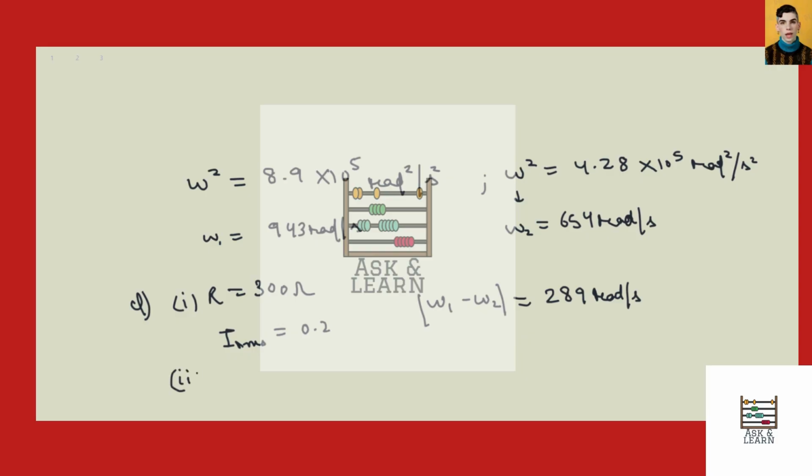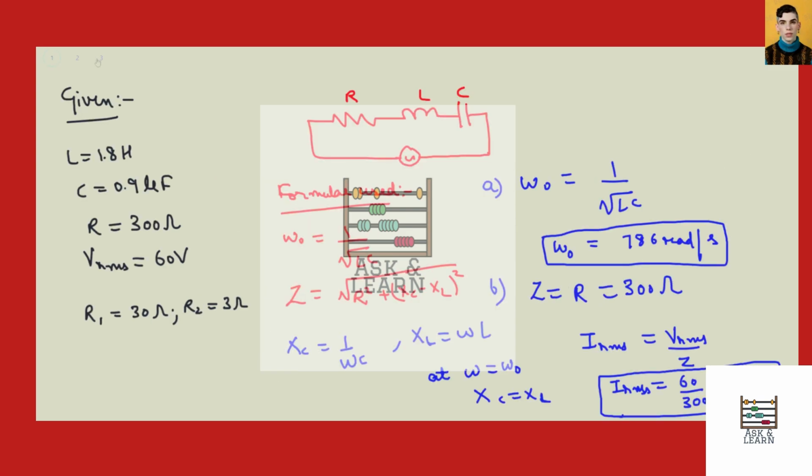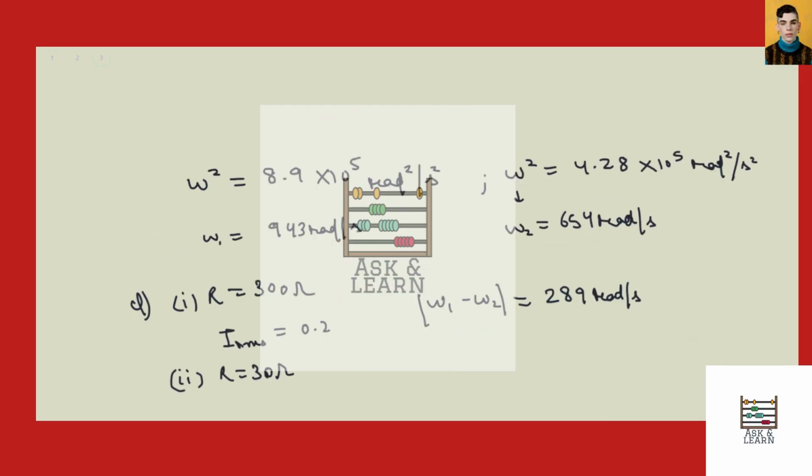For the second part, we have R equals 30 ohm, which is equal to the R1 value, using this value here. Using this, we have IRMS equals 2 ampere. This gives us omega 1 minus omega 2 magnitude equals 28 radian per second.